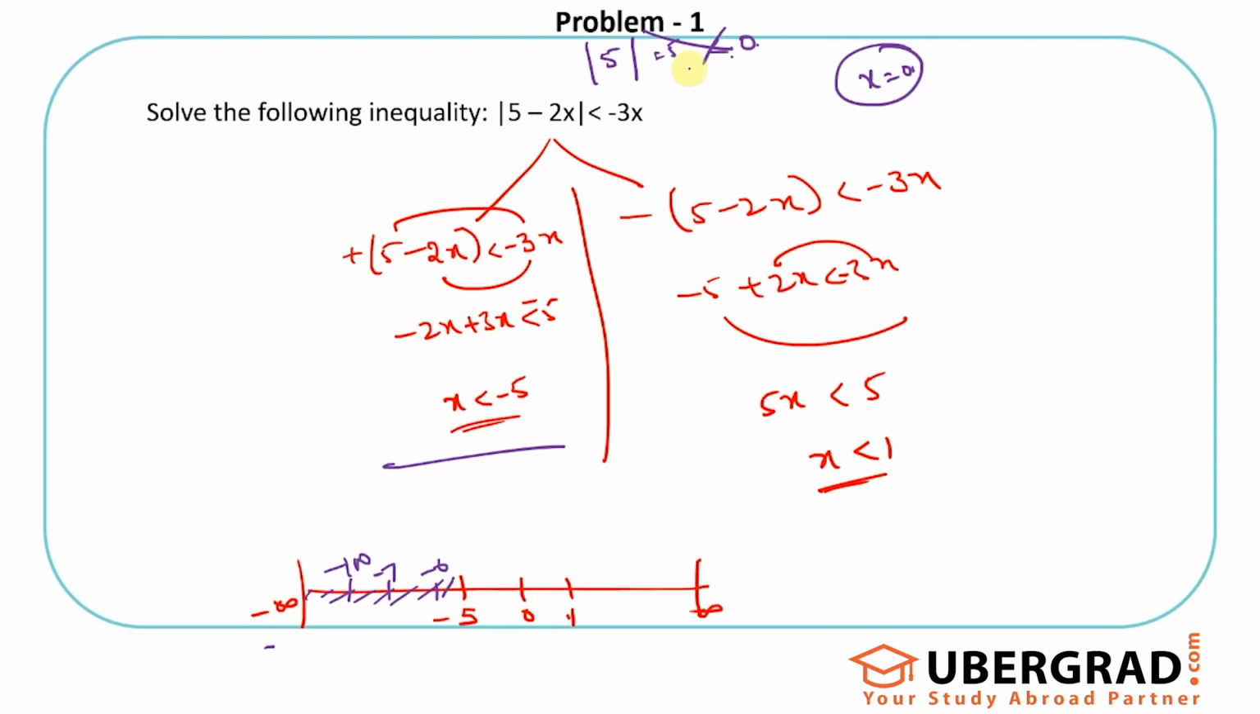Minus of 5 minus 2x, so minus 5 plus 2x is less than. So this one, x is less than 1 is what we are getting from this inequality, but the values are not being satisfied.